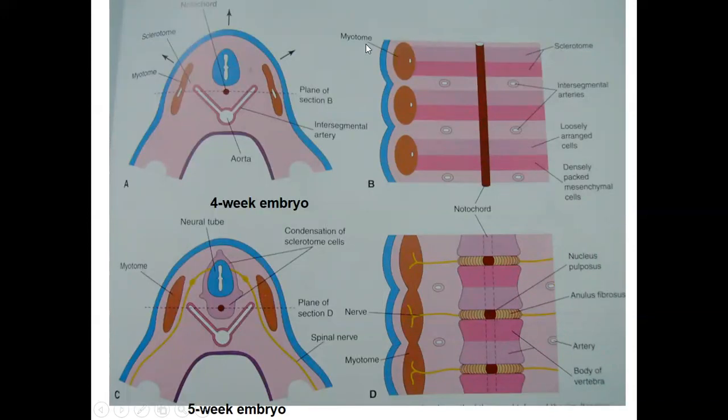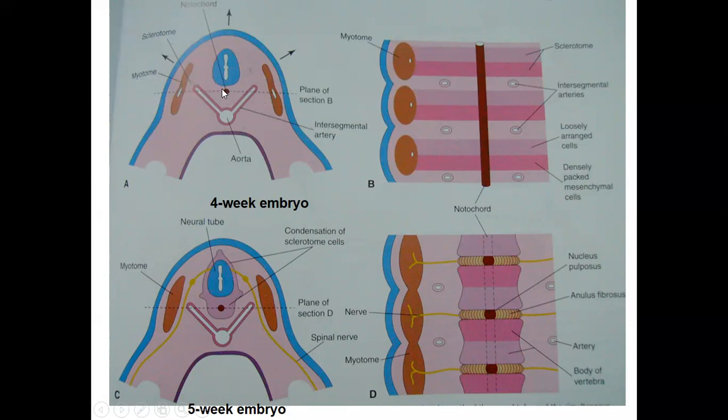Okay, this is the picture just to show you. The same picture that I have shown you just now, you can see here the biggest image. How it happens. So this is actually a different view. You can see here, this is the neural tube, right? This is the neural tube. This happens at 4 weeks of the embryo.